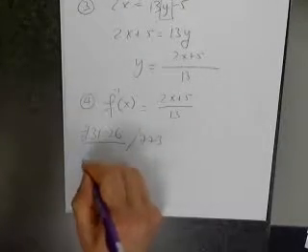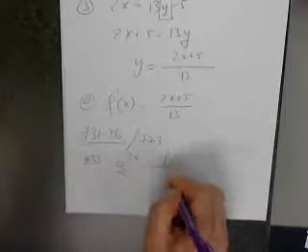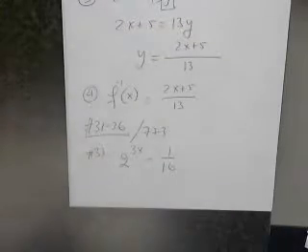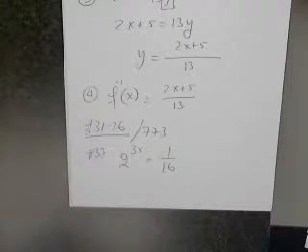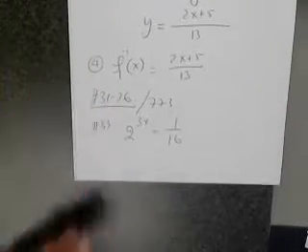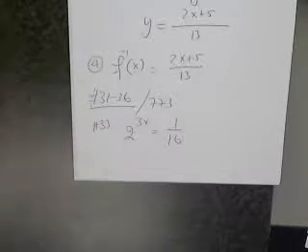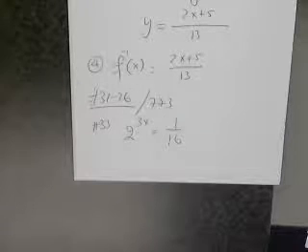2 raised to 3x equals 1 over 16. Let's think for a minute. We had something similar on a previous quiz. Very important type of equation. Can anyone tell us what type it is? Exponential. The variable is at the exponent level. It is an exponential equation. Very good.